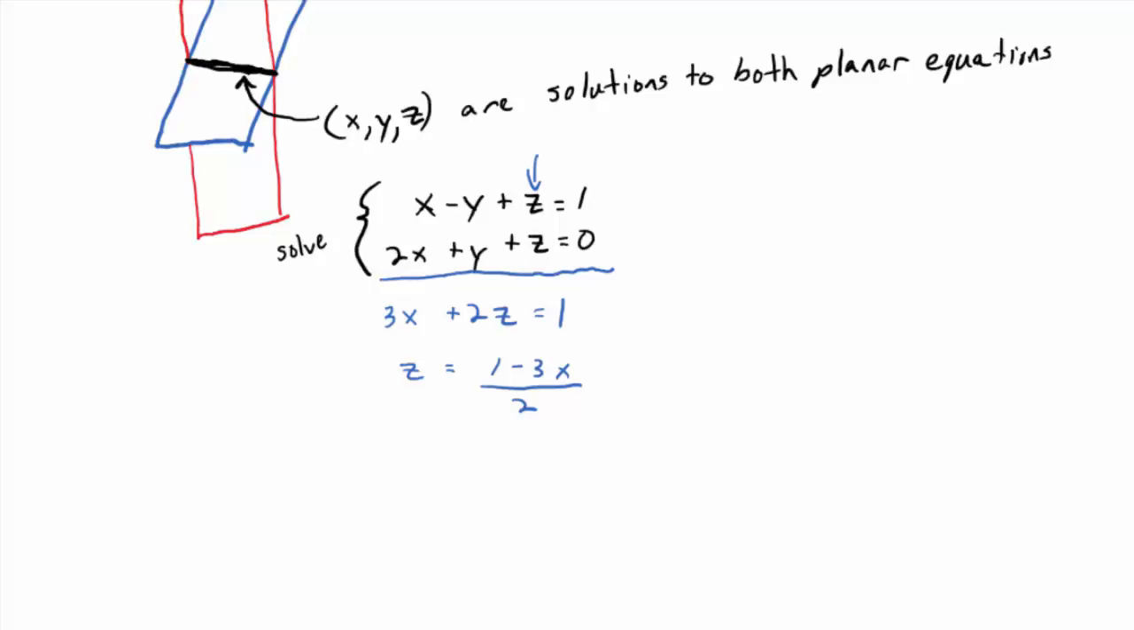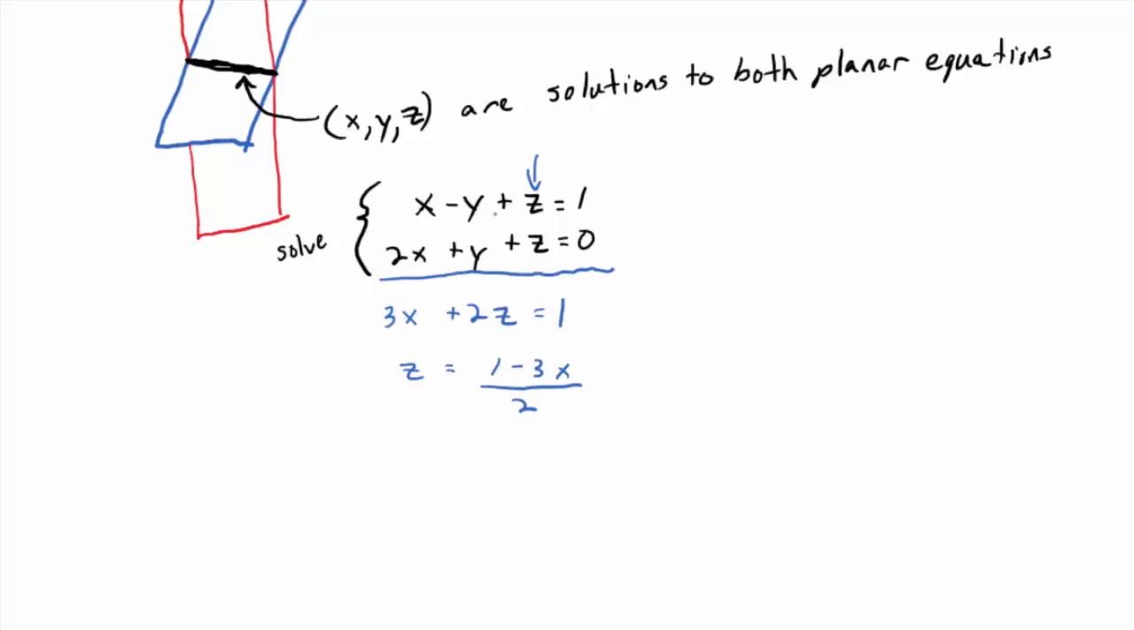Once I have each variable in terms of x, then that is my set of parametric equations. It's got to be because it's the solution to the system. And the solutions to the system, by definition, satisfy both equations. So they've got to lie on the line.